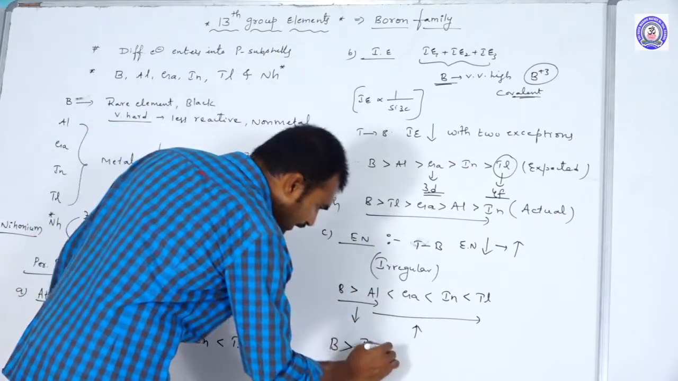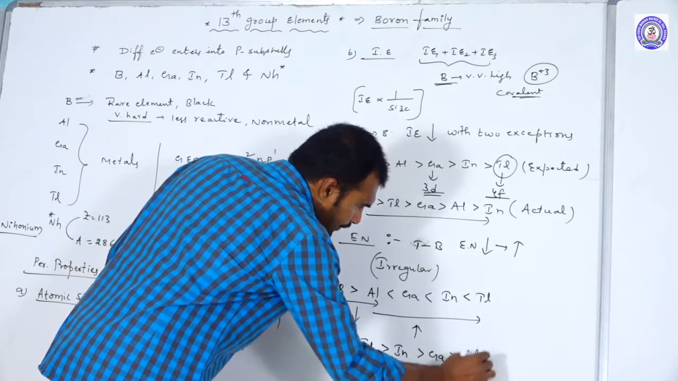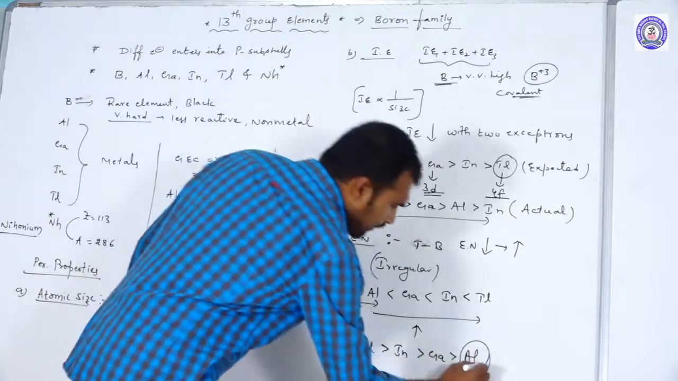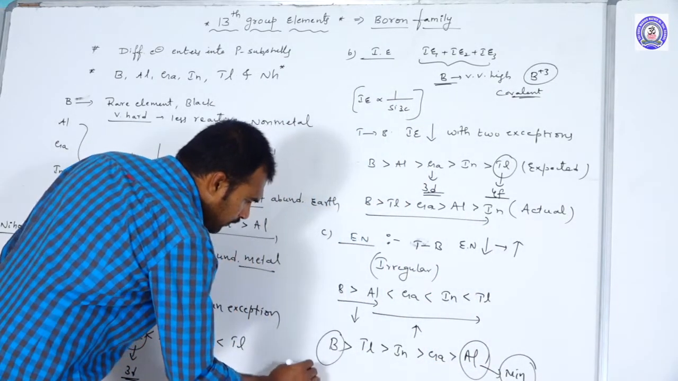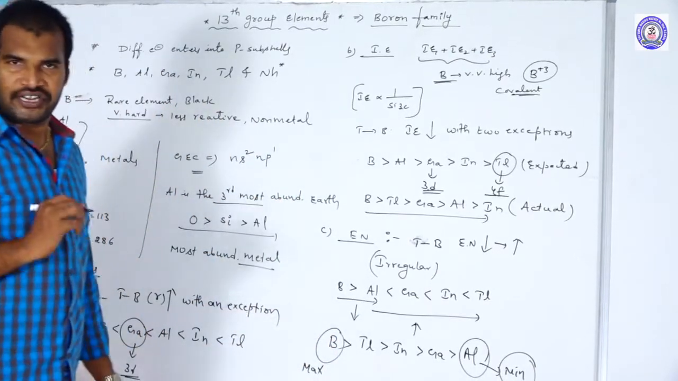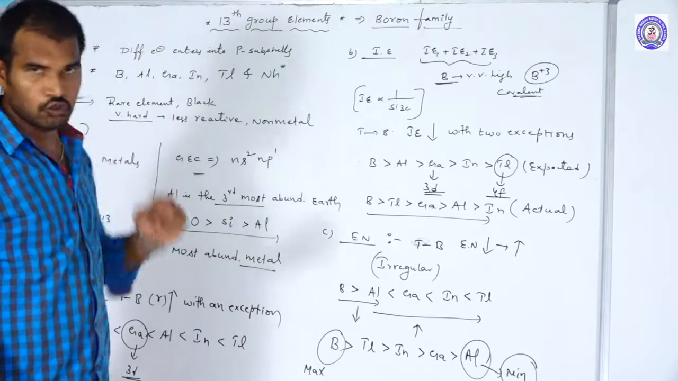After thallium, indium, next gallium, and the least one is aluminium. Aluminium is the element which has minimum electronegativity. Boron is the element which has maximum electronegativity. So this is the electronegativity of 13 group elements.